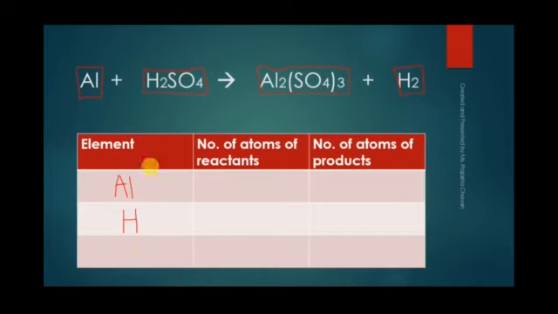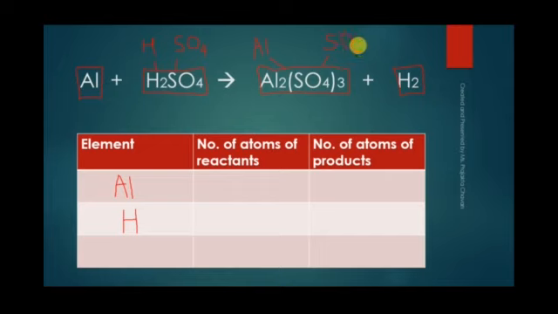Before writing the next element, we'll quickly discuss some concept here. Students, H2SO4 is made up of two types of ions, that is H plus, very good, and SO4 2 minus. Similarly, Al2(SO4)3 is also made up of two types of ions. Yes, that is Al3 plus, very nice, and SO4 2 minus, that is the sulfate ion.